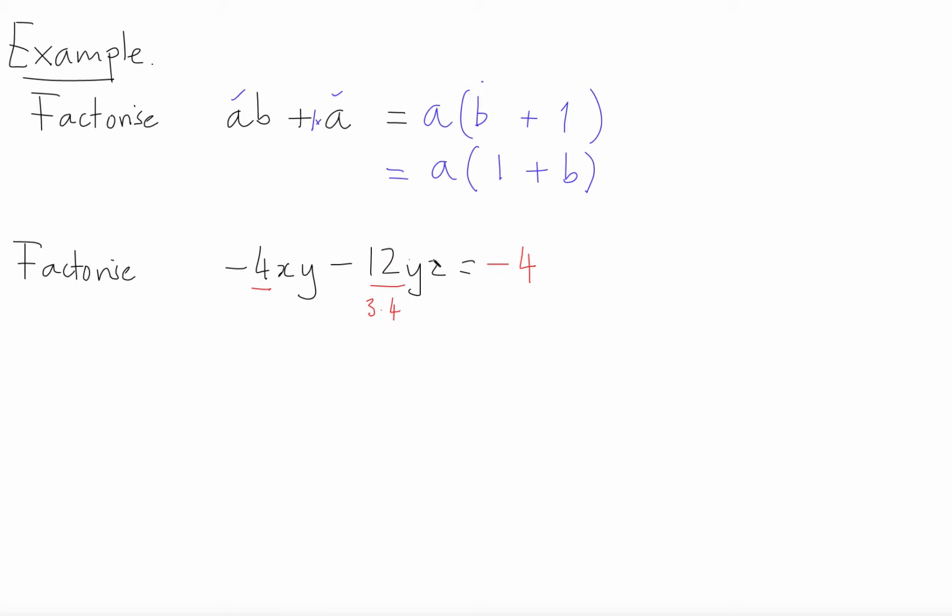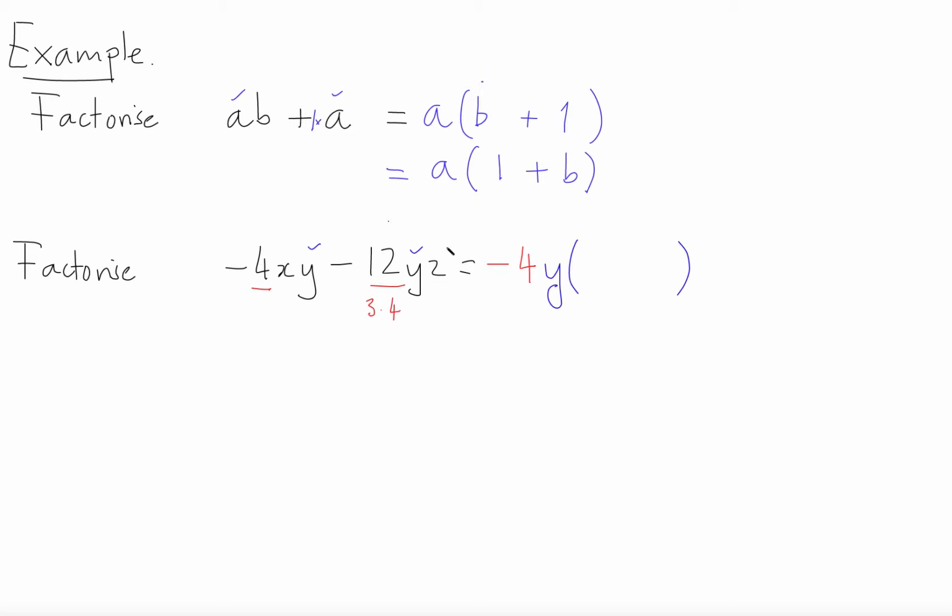This term has x, but this term doesn't have x. This term has a y, and this term also has a y. So y is common to both of them. And then this term is just minus 4xy, so there's nothing else here. This term has a z, but this one doesn't. So minus 4y is all that is common to both these two terms.